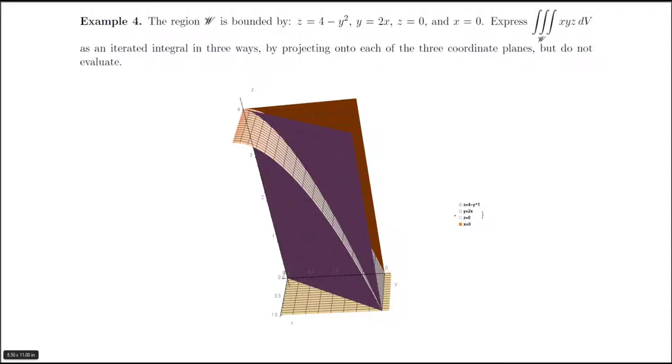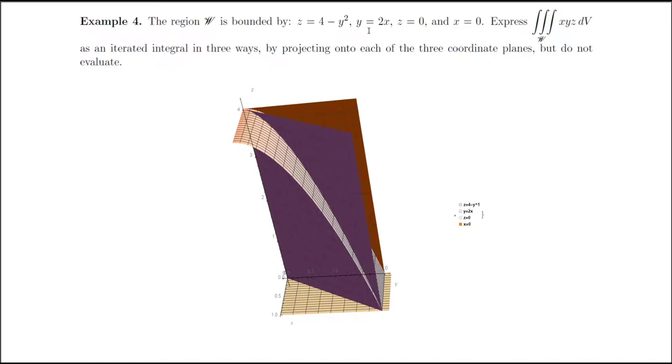All right, here we are, 15.3. This is example 4, the last example. Example 4 says there's a region W which is bounded by the following curves. So we have z equals 4 minus y squared, y equals 2x, z equals 0, and x equals 0.